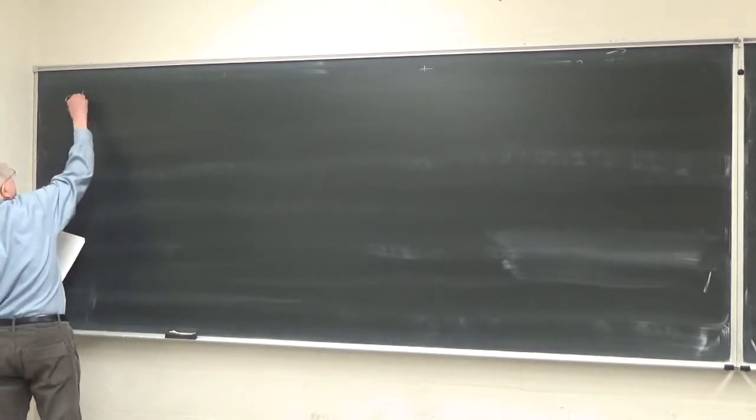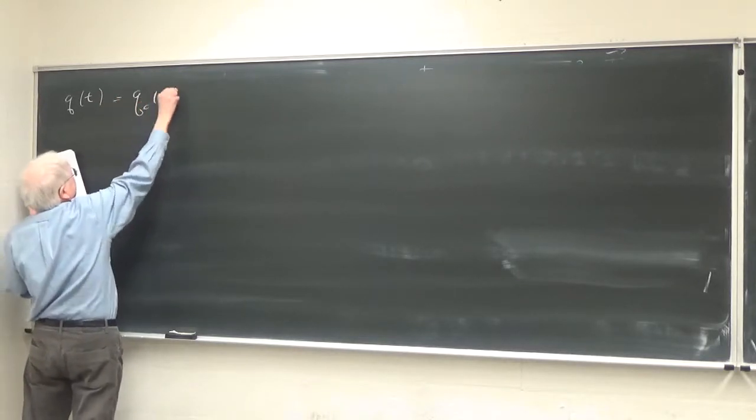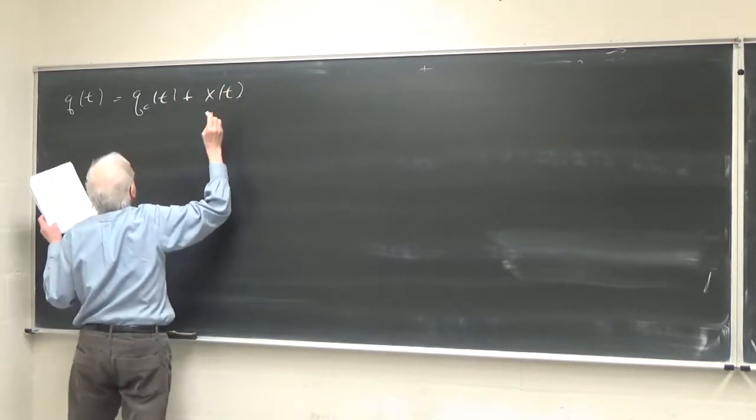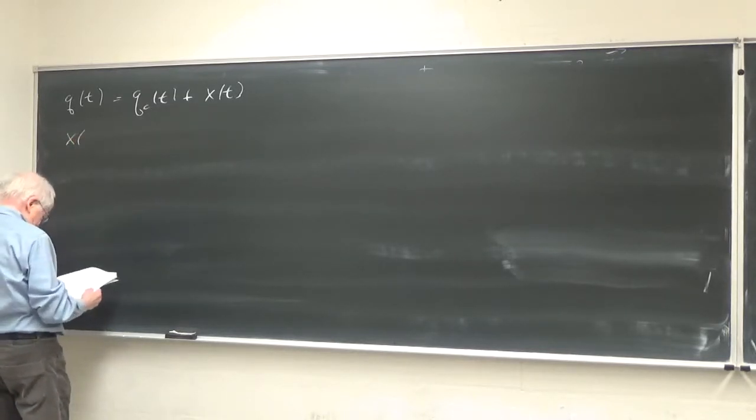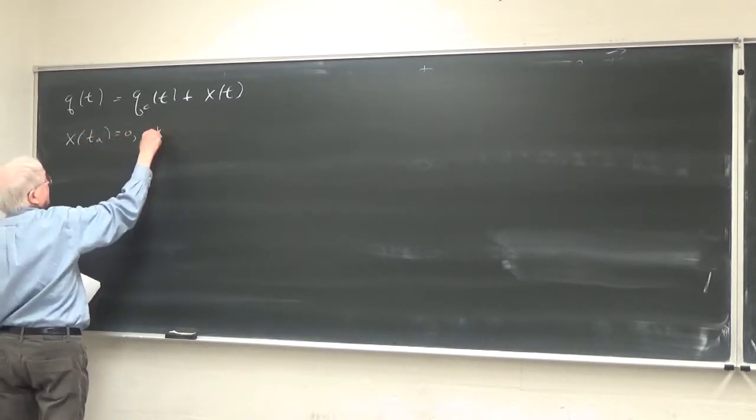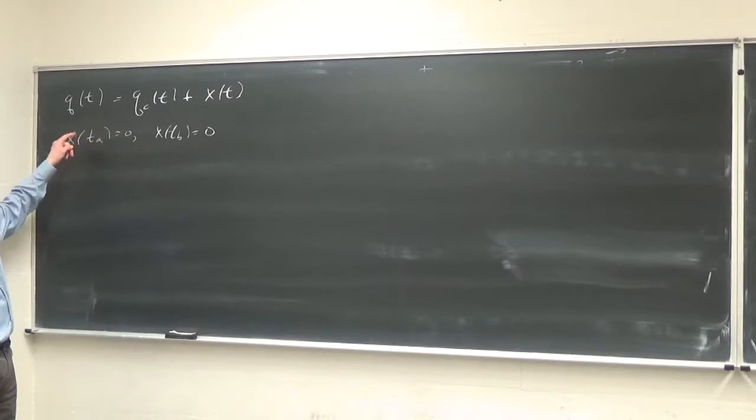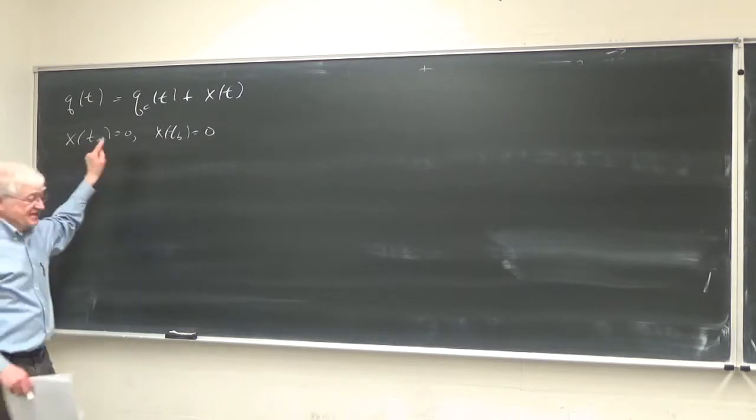So let's again consider the case where we have a path that's the classical path plus a detour. I'm calling the detour x of t. And x is a path such that x of TA is 0 and x of TB is 0. That's because we want the new path to go from QA at time TA to QB at time TB, and consequently the detour must vanish at the endpoints.